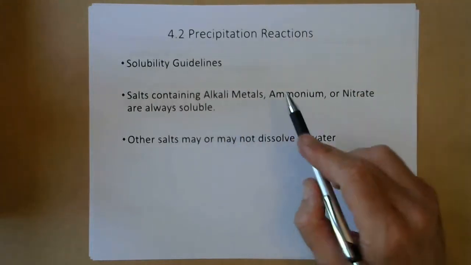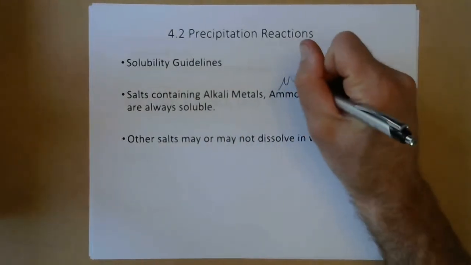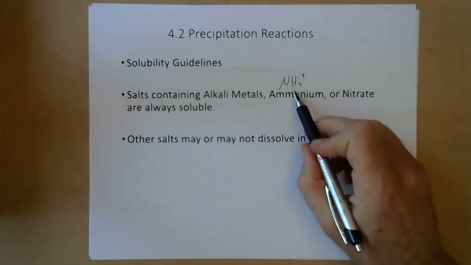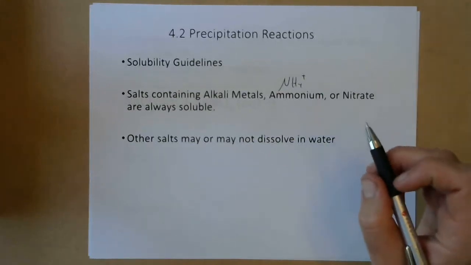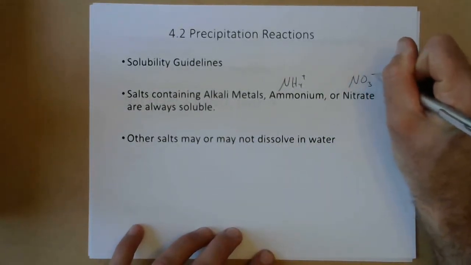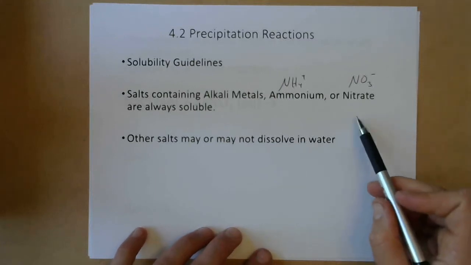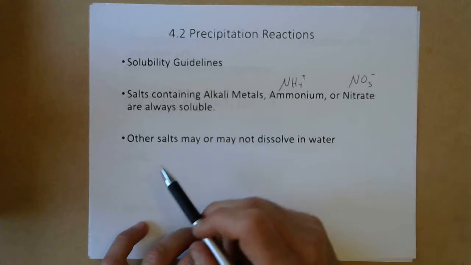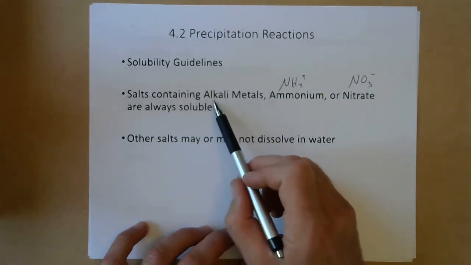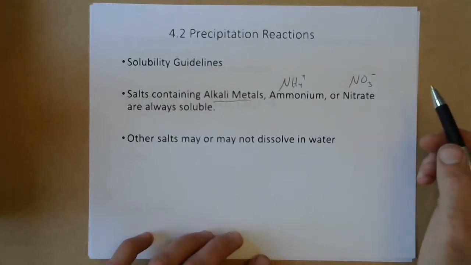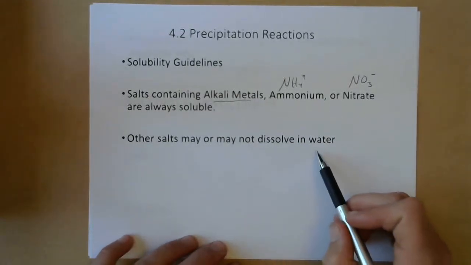So the alkali metals, and ammonium, which is NH4 and has a +1 charge. Any salt that has ammonium as part of it is going to dissolve. And anything that contains nitrate, NO3 with a -1 charge, is always going to be soluble. It's always going to form an aqueous solution containing ions anytime it contains one of these three things: the alkali metals, ammonium, or nitrate. Now, other salts may or may not dissolve in water.